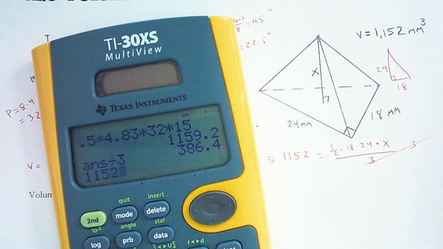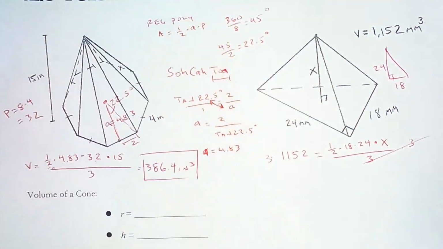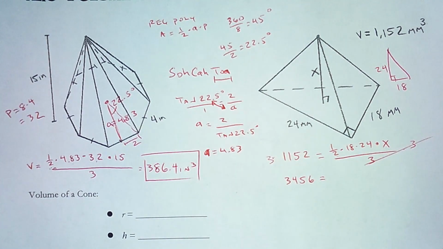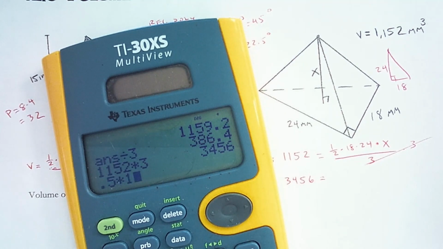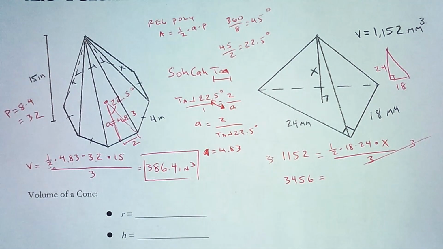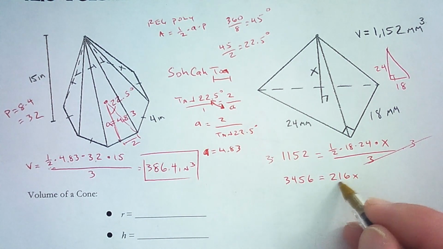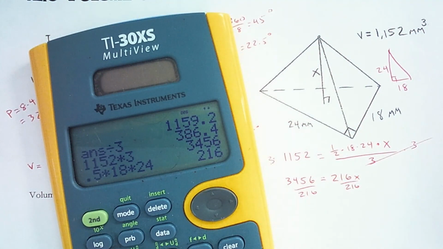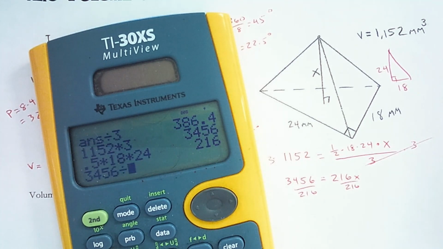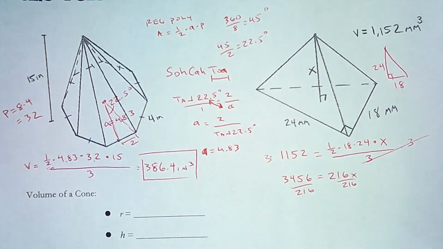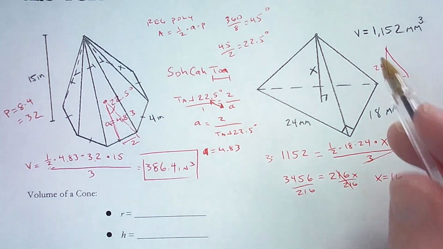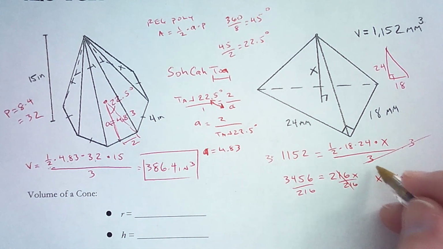So 1152 times 3 is 3,456 equals, now I can simplify by multiplying 0.5 times 18 times 24, and that's 216, so equals 216x, and then I can divide by 216. So 3,456 divided by 216 is 16. So that is 16 millimeters for the height.